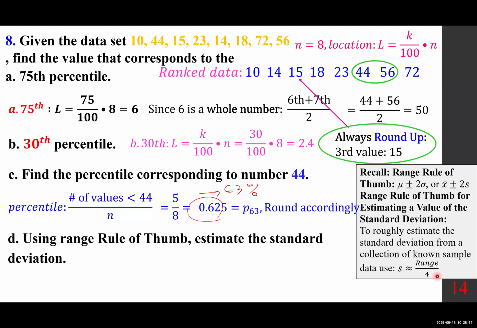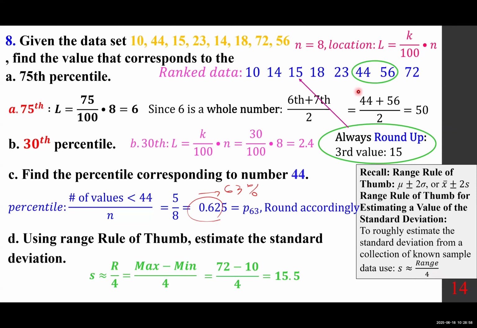So range divided by 4, max minus min. So rank data, 72 minus 10 divided by 4, which is 15.5. So that's how you use the range rule of thumb.